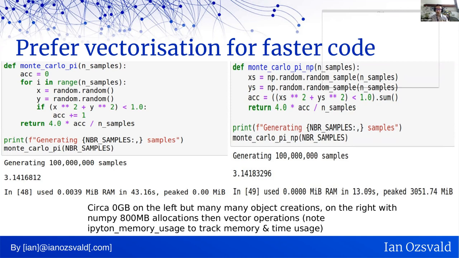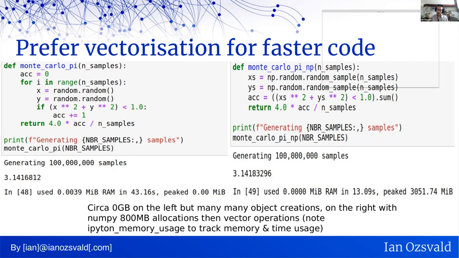The problem with the left-hand example, doing this in pure Python, there's a couple of problems. One is that it takes 43 seconds. You can see the line near the bottom that says In [48], used almost no RAM, but it took 43 seconds, measured with my IPython memory usage tool. It took a long time because of all of the temporary allocations that are being incurred as it generates 100 million samples, so 100 million iterations generating an X and a Y and an X squared and a Y squared, and then updating the accumulator. Lots and lots and lots of temporaries being made. They all have a tiny cost in time to make those new allocations.